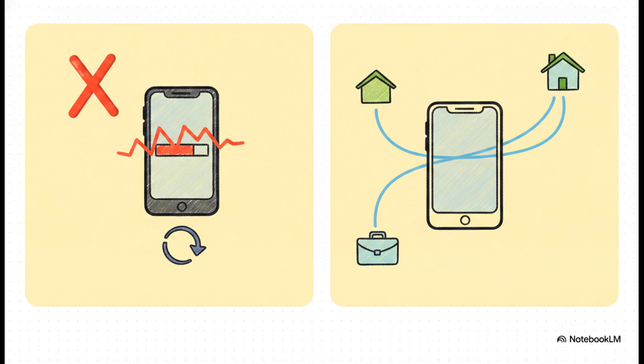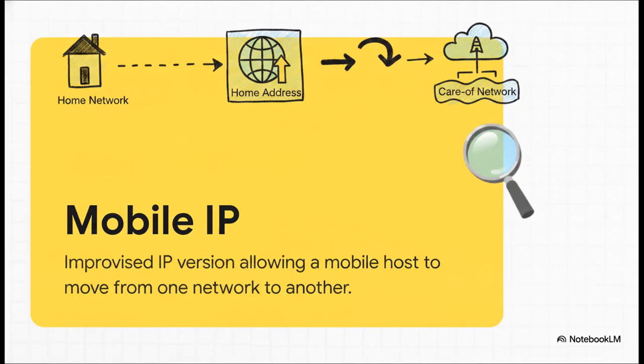Solution 2, however, was far more elegant. Just give the host two addresses: an original, permanent address, and a temporary one for whatever new network it joins. And that second solution is exactly what gave birth to mobile IP.